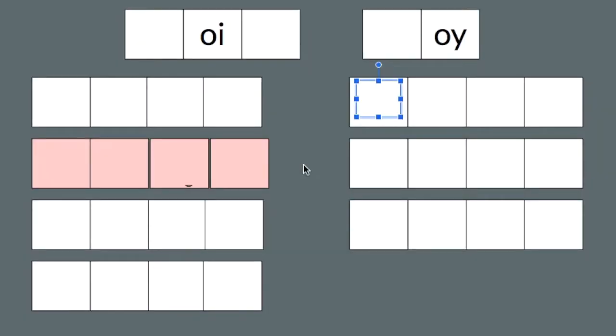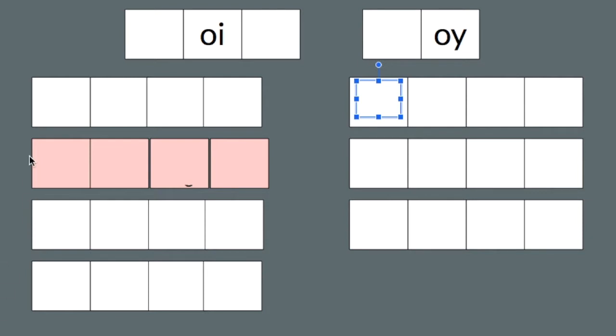Now we're going to use our patterns in order to help us to spell some words. Notice I have these boxes up here to help us to remember our patterns. When the oi comes either in the beginning or the middle of the word, we use the oi spelling pattern. Notice anything except for the end, we're going to use oi. However, when the oi sound is the very last sound in the word, we're going to use the oy spelling pattern. Let me show you how this works.